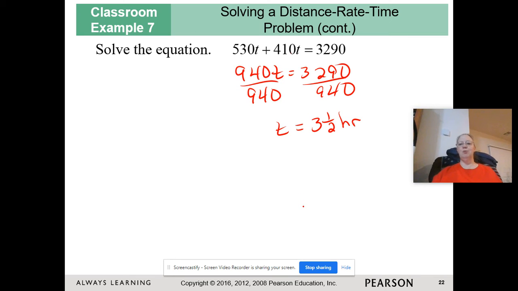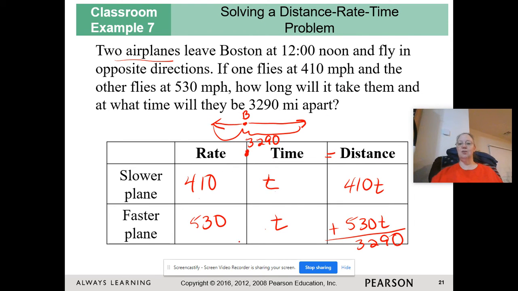So it says miles per hour, so that means that the time has to be in hours. Now, again, we have to go back and check to see if we answer the question. It says, how long will it take them? That's our 3.5 hours. And at what time? Okay, so it left at noon. What time would it be 3.5 hours later? So at 3:30 p.m., they would be 3,290 miles apart. Okay.